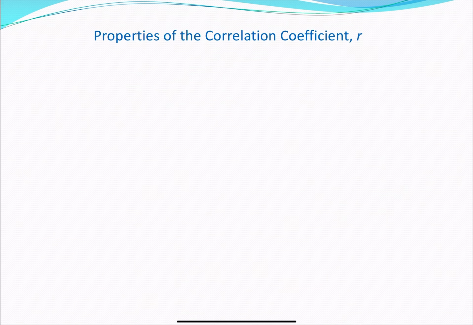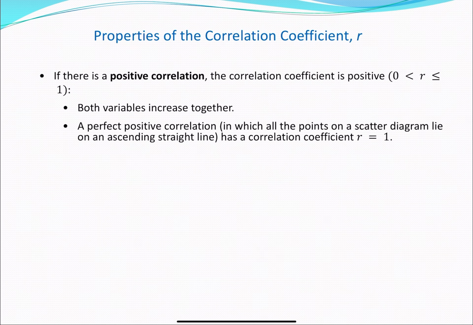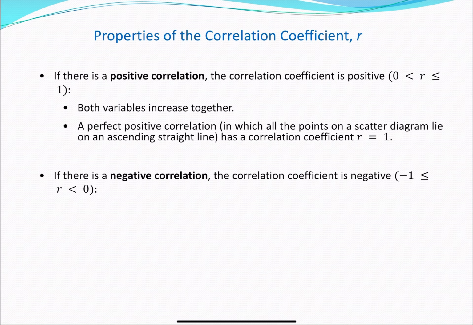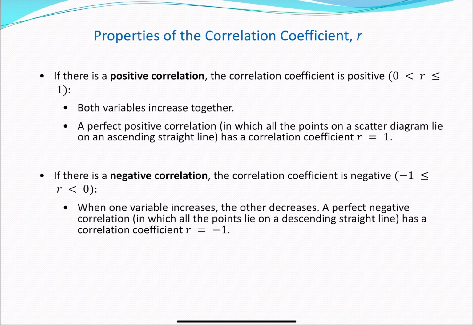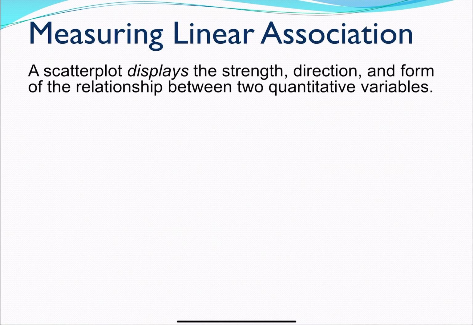So, a couple properties of R. If we've got perfect positive correlation, R is 1. If we've got negative correlation, my R value is between -1 and 0. -1 means perfect negative correlation. I'm kind of repeating myself a little bit from the slides that you have access to.